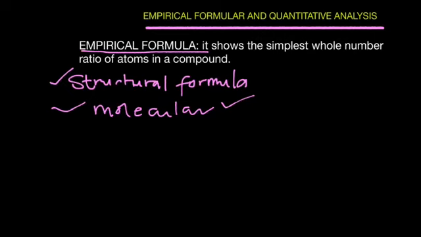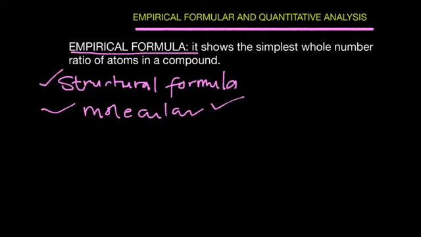When you have empirical formula, it shows the simplest whole number ratio of atoms in a compound. The structural formula shows how atoms or elements in a compound are bonded to each other. And then we have the molecular formula, which shows the actual whole number ratio of elements or atoms in a compound.